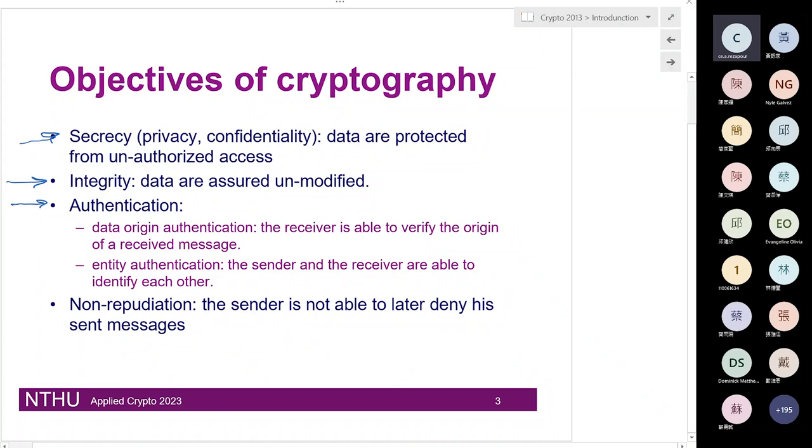So you have heard about authenticating a document or things like that. We break it down into two things. The first thing is data origin authentication, and the second one is entity authentication. So for data origin authentication, when you receive a file or a message, you want to authenticate the origin of the message.